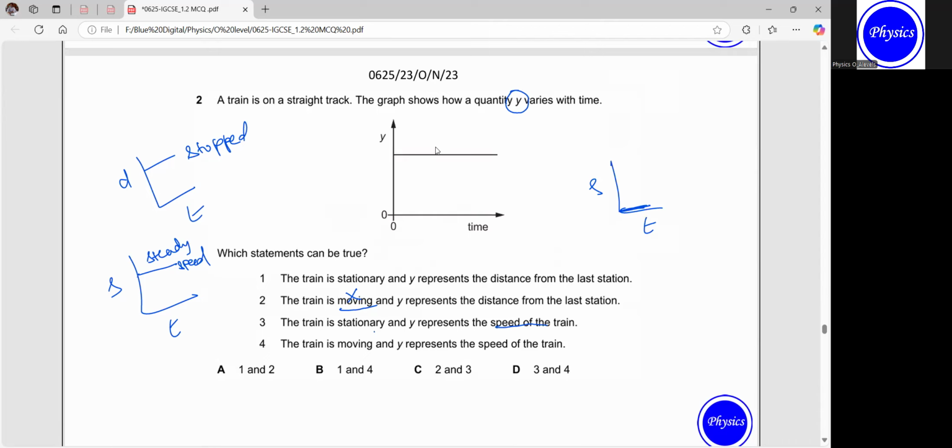The train is moving and Y represents the speed of the train. Okay, it can be steady speed, yeah. So it's 1 and 4. The train is stationary and Y represents the distance, so this is also correct. Or the train is moving. If you take Y as speed, the train is moving with a constant speed. They didn't mention that, but Y represents the speed of the train, of course, correct. So statement 3 is wrong, and it's 1 and 4. So it's B. Clear? Okay.